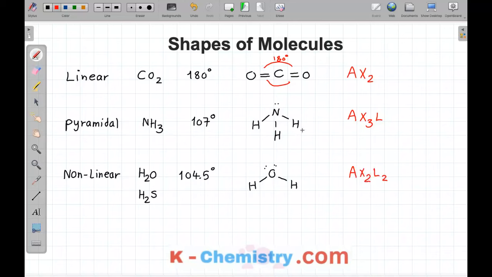I'm going to say this is 2. The angle here is going to be 107, and the angle here is going to be 104.5. So 107 is the angle and 104.5.